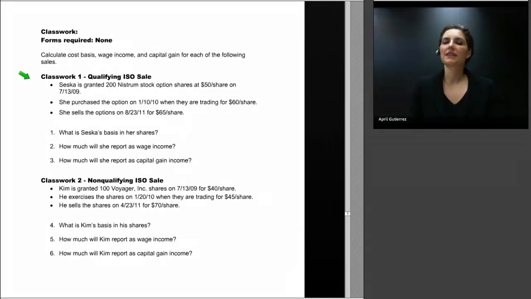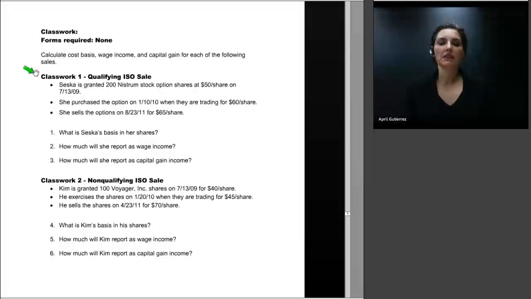It is now time to complete the Session 14 classwork assignment. And this assignment does not involve preparation of any tax forms. We've got a break from that with this assignment. Your job, though, is to determine the amount of income, cost basis and capital gain for each of the following sales.